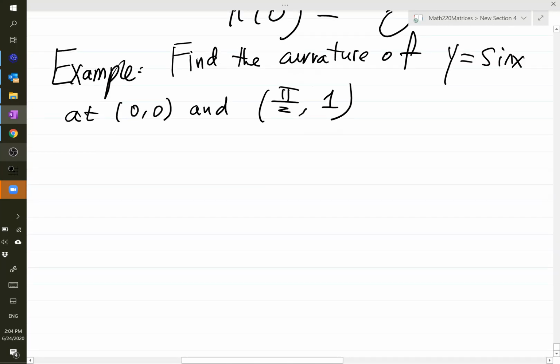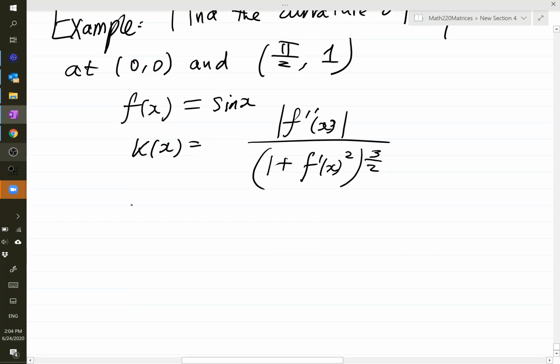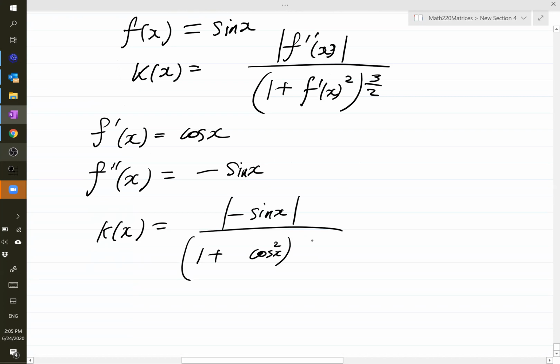So remember, f(x) is sine x. Then kappa at x is the absolute value of the second derivative over (1 plus the first derivative squared) to the power 3 over 2. The derivative of sine gives us cosine. Taking the derivative of cosine again, the second derivative is negative sine x. So kappa at x for the sine curve is the absolute value of negative sine x over (1 plus cosine squared x) to the power 3 over 2.